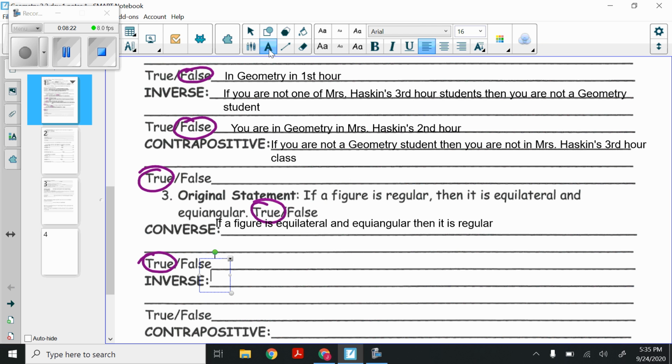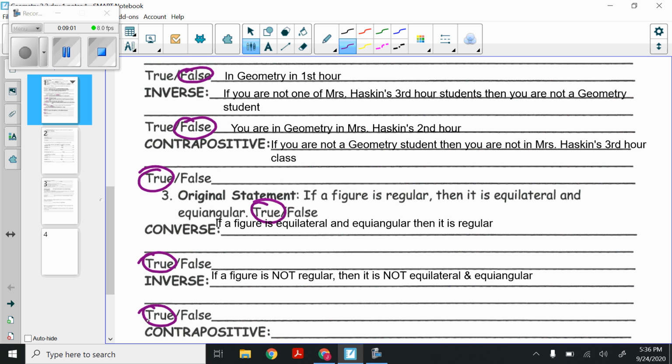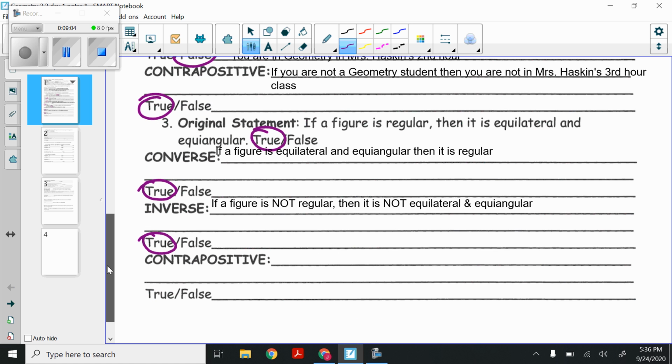So the inverse, remember, is where we take the original statement, but we put nots in it. So if a figure is not regular, then it is not equilateral and equiangular. Is that true or false? If a figure is not regular, then it's not equilateral or equiangular. Well, that again is true because that's the definition. Okay? If it's not regular, then it cannot be both equilateral and equiangular.